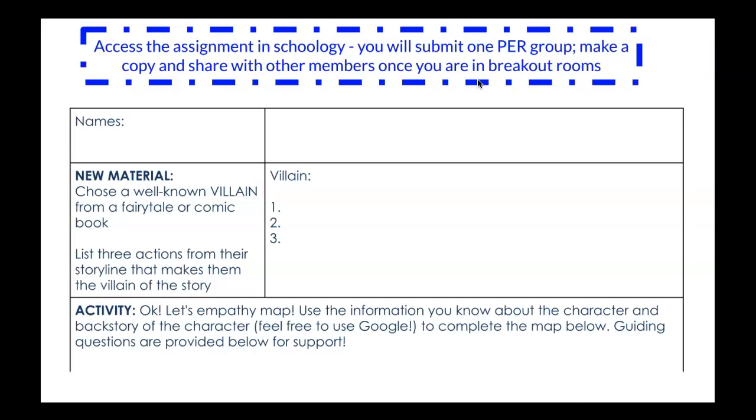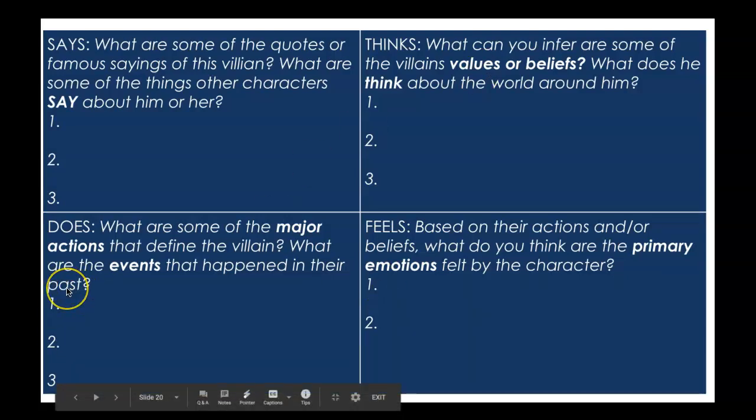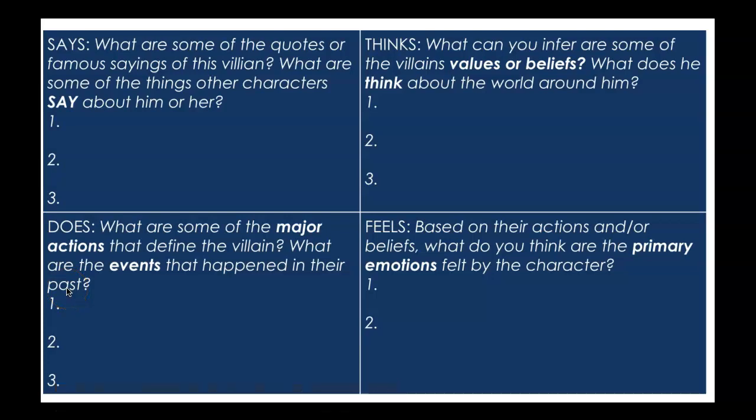You're going to empathy map. You're going to tell me what are some of the quotes or famous sayings? What are some of the things that people say about him or her? Based on how they act, based on the things that they do, what would you infer about the villain's values or beliefs? What are their morals? What's important to them? What are some of the things that guide their thinking? When you look at their villain, what are some of the major actions that define them? What are the events in their past? Maybe you know some events about their past that are important to note here.